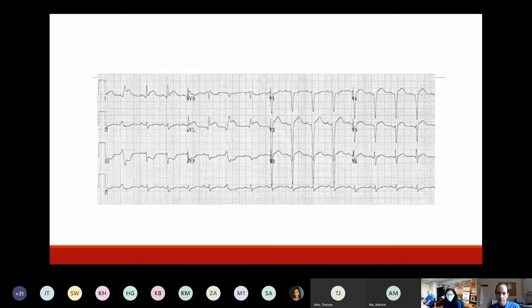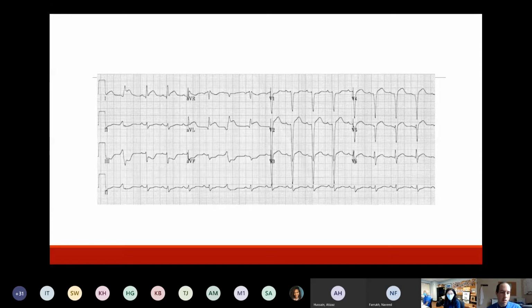Maybe some elevations in 1 and AVL. Yeah, definitely. And what about anteriorly too? So V2, V3, V4. So this is a pretty dramatic ST elevation. So this is obviously something you do not want to miss. And then what do you think about the inferior leads? You see some reciprocal depressions in 3 and AVF as well. Yep, exactly. So this is not a subtle STEMI. So this is something you certainly don't want to miss here.